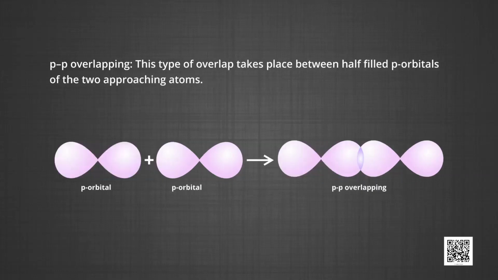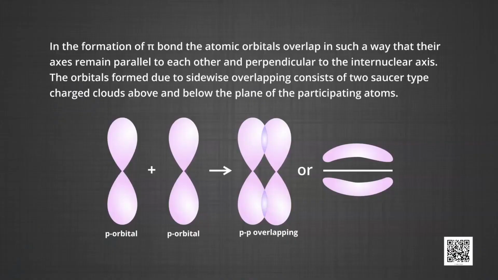Now, p-p overlapping. This type of overlap takes place between half-filled p orbitals of the two approaching atoms. Now, the pi bond. In the formation of the pi bond, the atomic orbitals overlap in such a way that their axes remain parallel to each other and perpendicular to the internuclear axis.